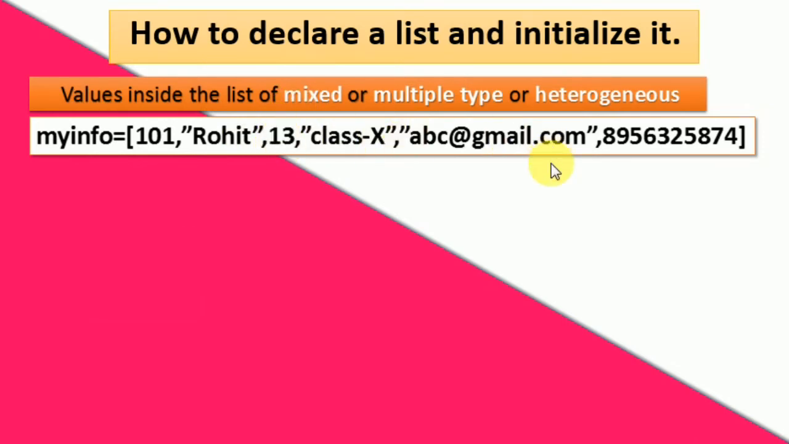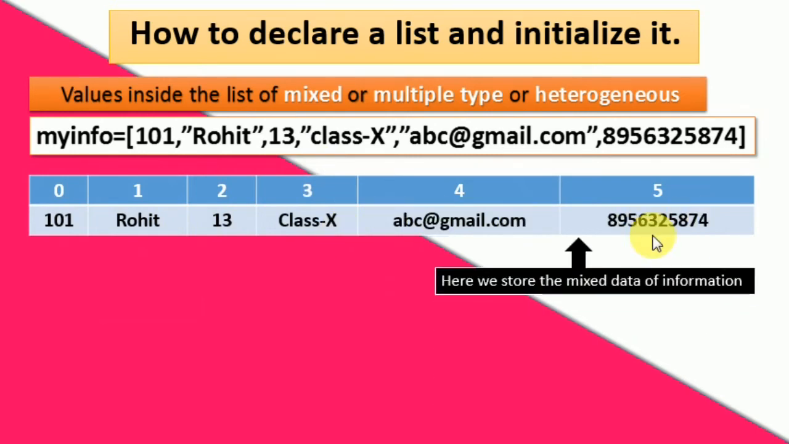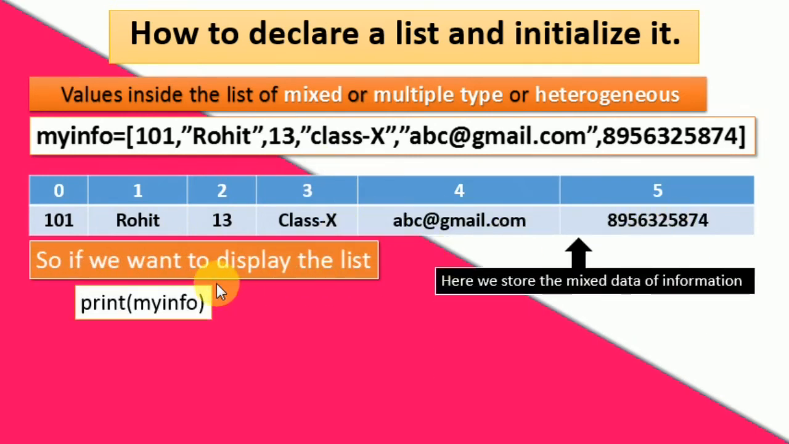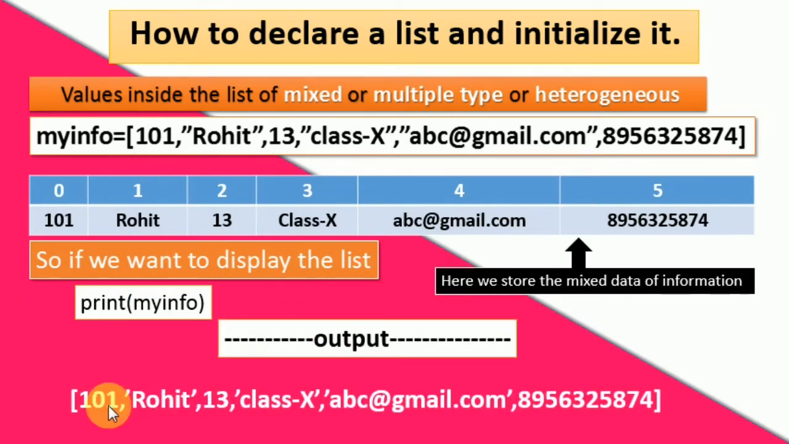You have to write down. Now this is the way indexing is done in memory. This is block 0, 101, then block 1 Rohit, 2, like this. Separate blocks are there. And when we execute the list line, if you want to display the list, it is going to show us the values like this.